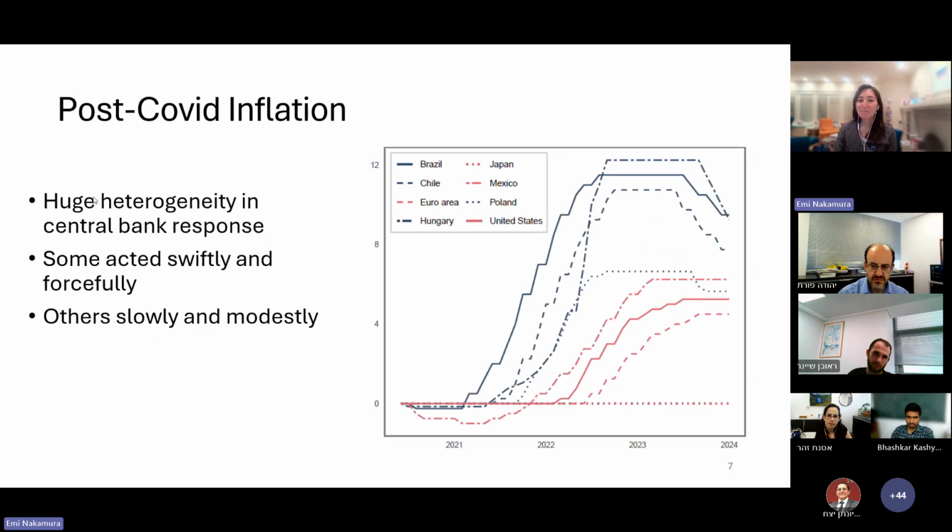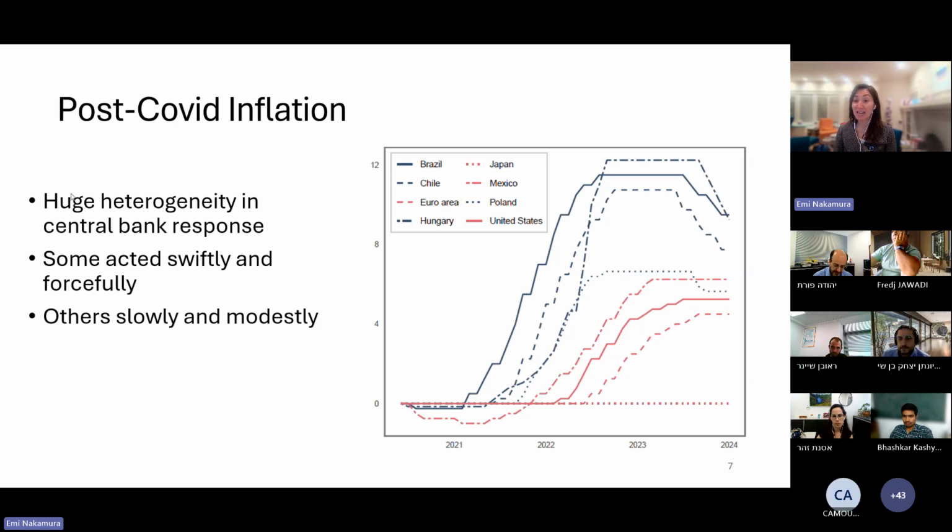Okay, so now let me zoom in on that episode where there were, in some cases, really huge deviations between actual interest rate policy and what was prescribed by the Taylor rule. Here I'm plotting the response of 8 central banks during the COVID inflation surge. And this illustrates the huge amount of heterogeneity in the responses.